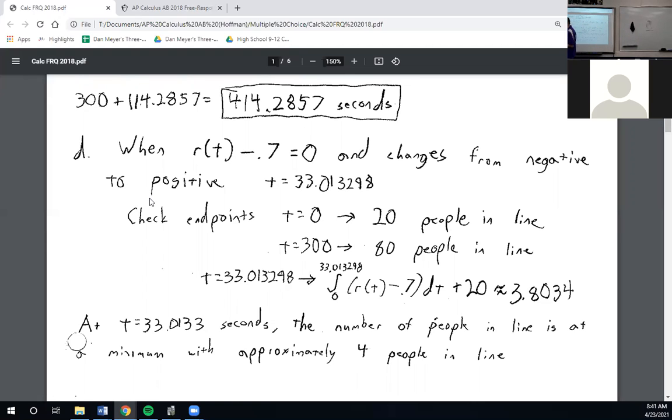So remember, anytime you're being asked for a maximum or a minimum, then you want to be thinking about where the derivative is 0 and changes signs. And since it's a closed interval, we want to be thinking about the endpoints.